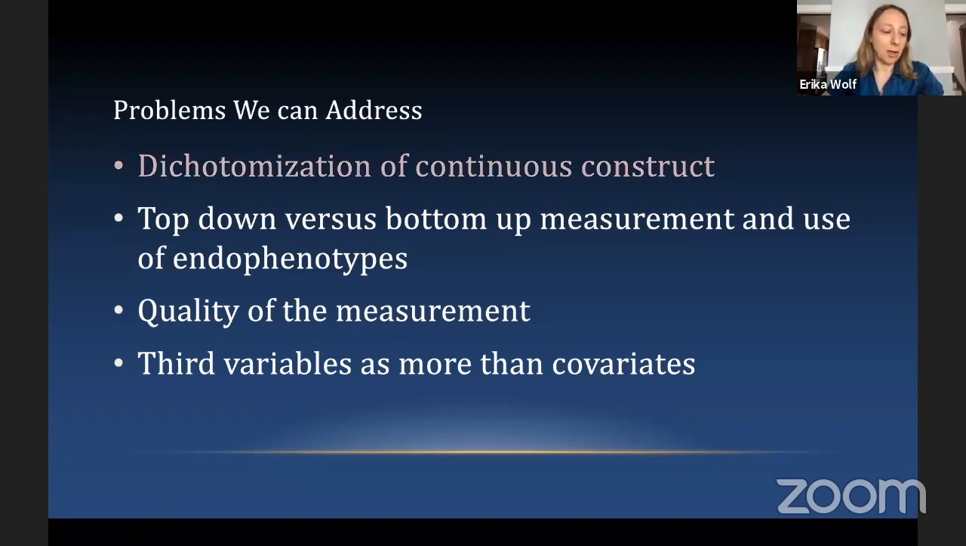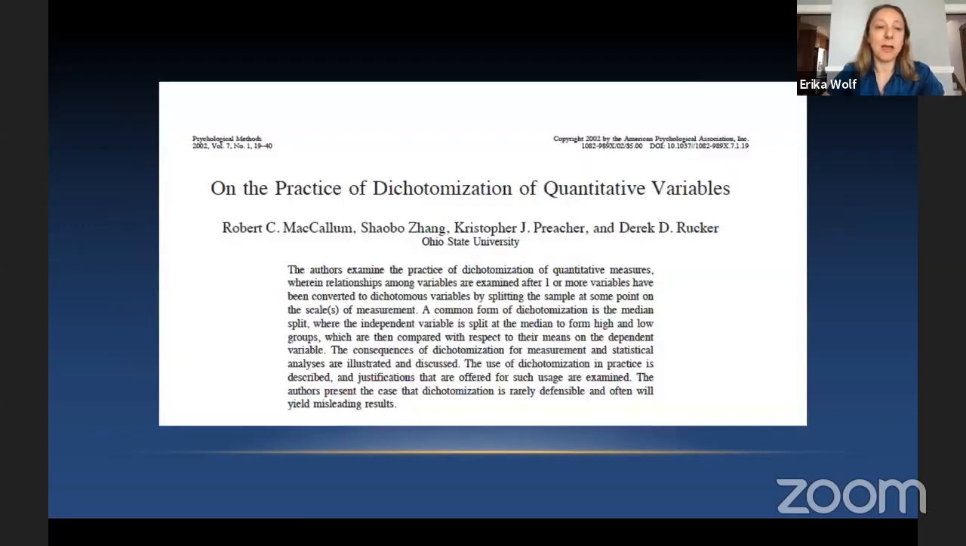So to start, let's return to that topic about the dichotomization of a continuous construct and why that's such a problem. I was going to show you some of this evidence from my own data directly, but in the coronavirus age, some of my own data sets are in lockdown and not accessible to me right now. So I'm going to focus on this classic reference by McCallum et al. on what happens if you dichotomize dimensional constructs.